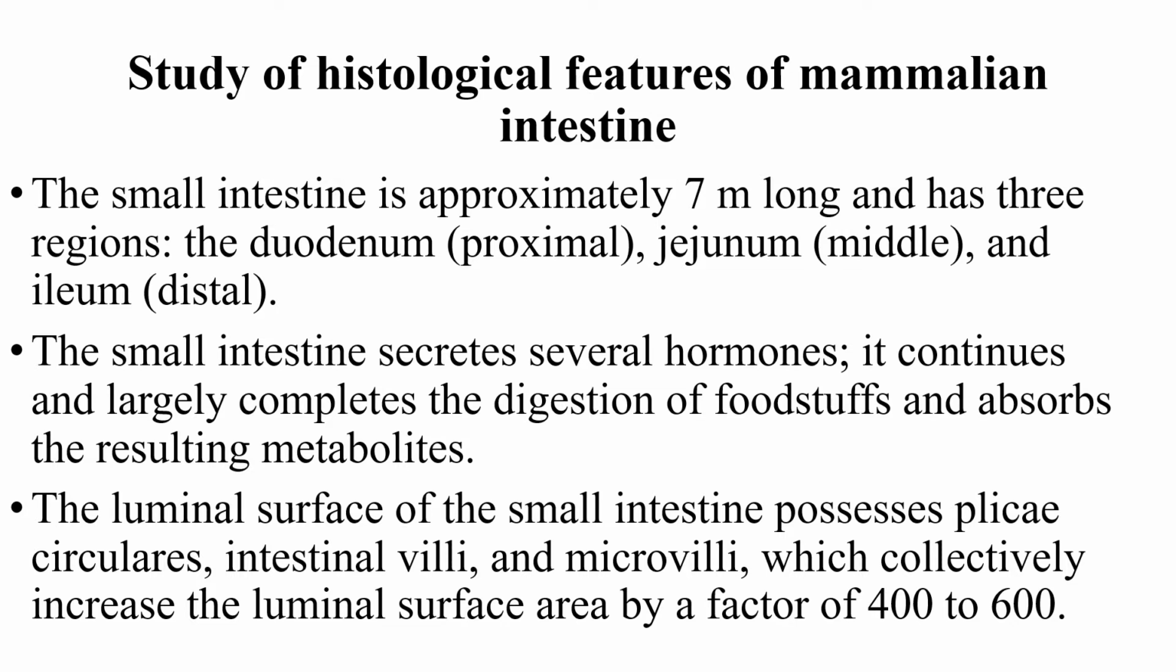The small intestine of mammals, in particular human beings, is approximately 7 meters long and has three different regions which are categorized based on the function and structure of the intestine. These regions are the proximal duodenum, the middle jejunum, and the distal ileum.